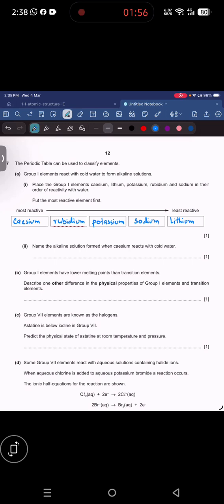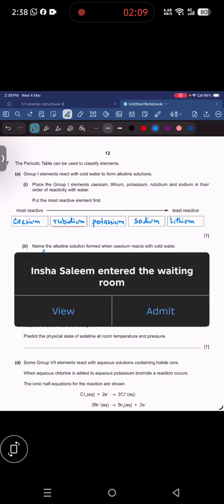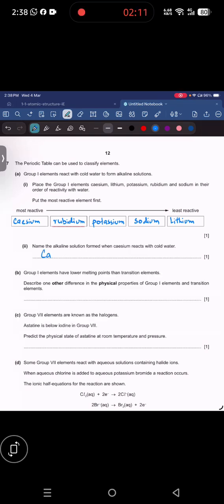Now, name the alkaline solution formed when the cesium reacts with the cold water. So the alkaline solution is cesium hydroxide.